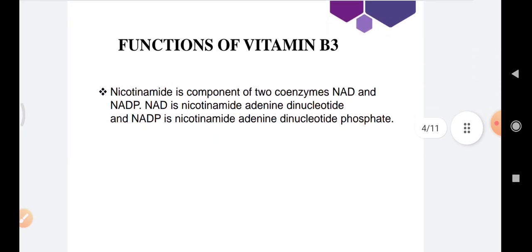Now coming to the function of vitamin B3. Nicotinamide is a component of two coenzymes, NAD and NADP. NAD is nicotinamide adenine dinucleotide and NADP is nicotinamide adenine dinucleotide phosphate.